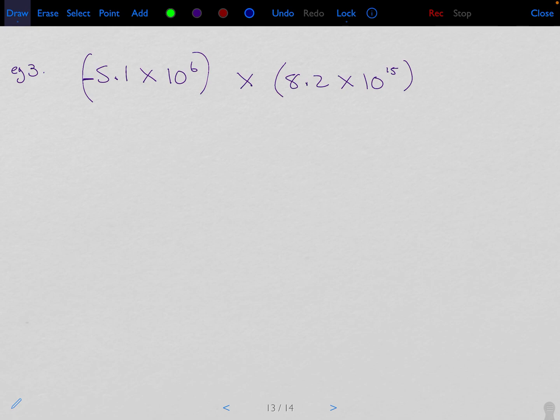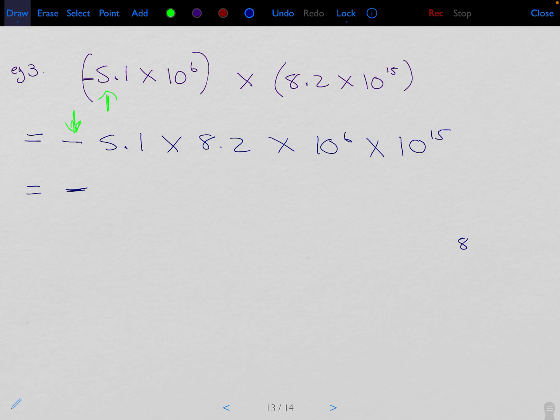Next question, something just a little bit different. Now we're multiplying by a negative, so this is negative 5.1 times 8.2 times 10 to the 6 times 10 to the 15. We had one negative sign to start off with. We've still got one negative sign. I've given it to the 5.1. It doesn't make any difference, but that sort of makes sense the way it is. So first of all, a negative times a positive is a negative. So for absolute certain, that's negative.